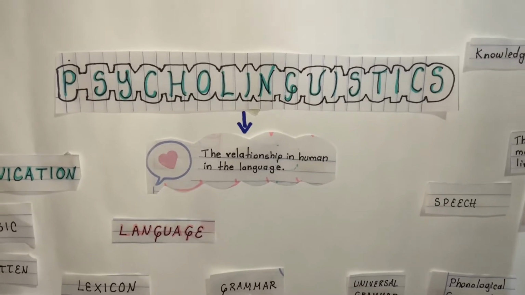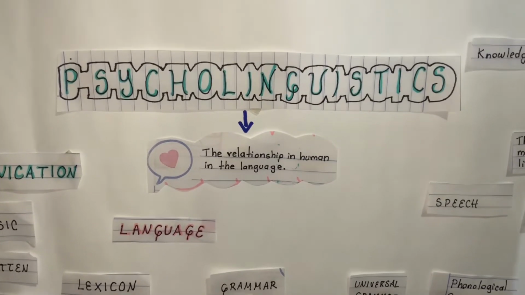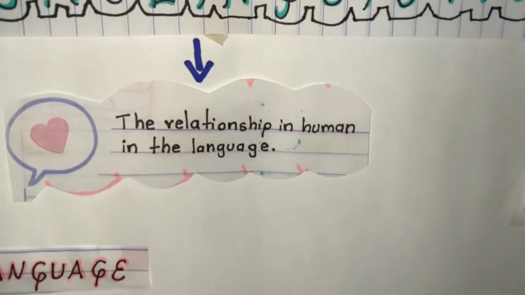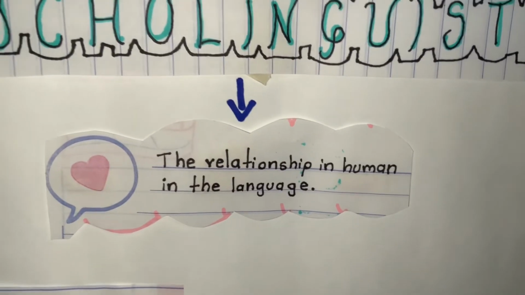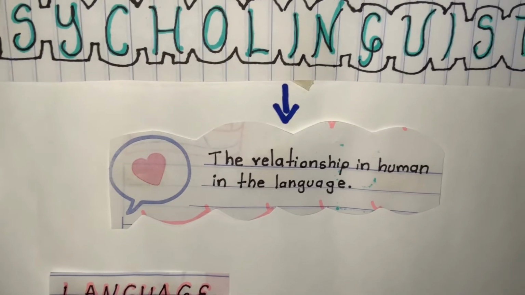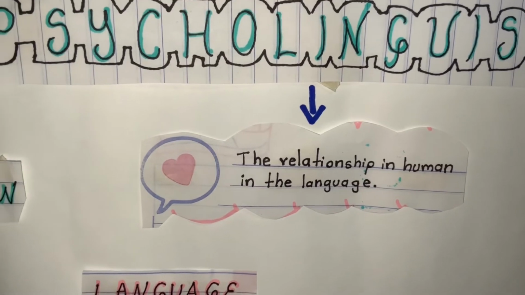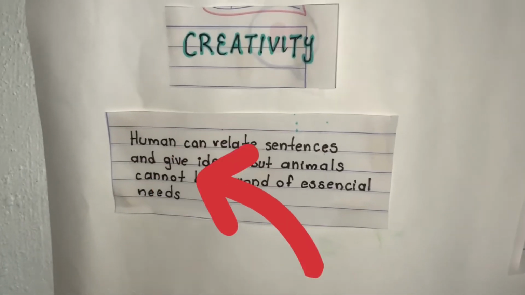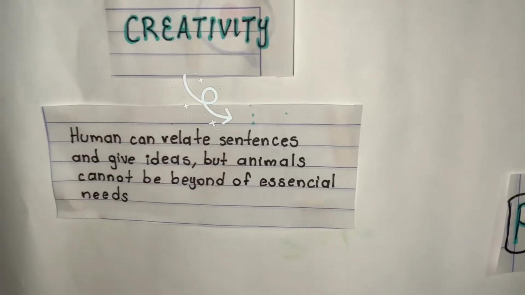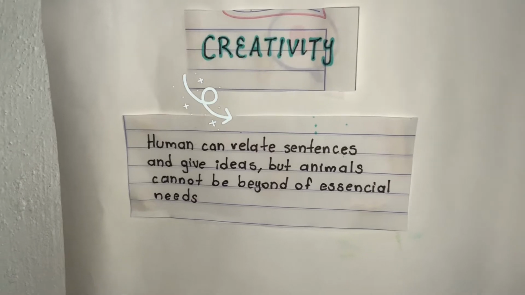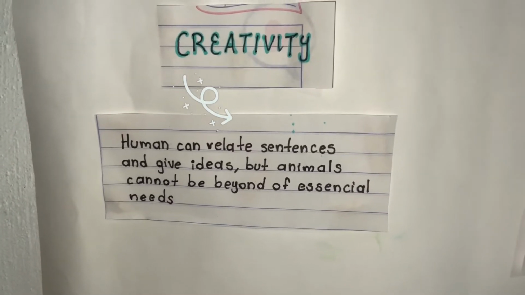The main topic of this video is to represent psycholinguistics. But what is psycholinguistics? Psycholinguistics is the relationship between the human mind or human brain and language. It is related to creativity because we as humans can relate sentences or give our opinions or ideas.